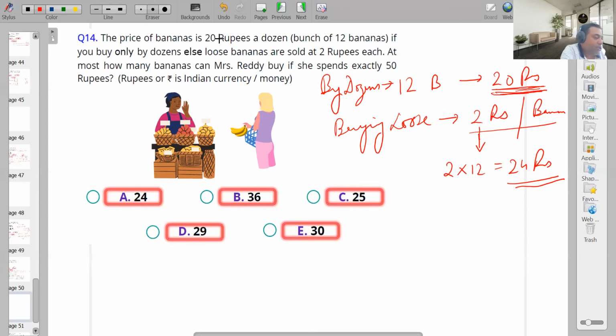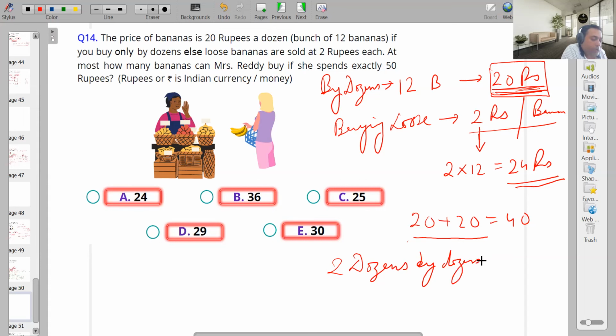So how many dozens can she buy if she uses exactly 50 rupees? So 1 dozen is 20 rupees. How many 20 rupees can go in 50 rupees completely? You'll be able to get 2 dozens because 20 plus 20 is 40. If you add another 20, it will go to 60, correct? So she's buying 2 dozens by dozens. And that will cost her 40 rupees and will give her 12 plus 12, which is 24 bananas.